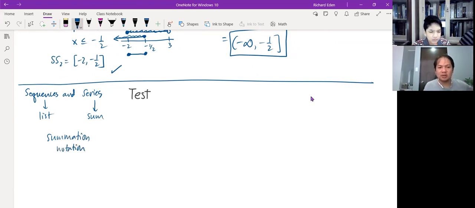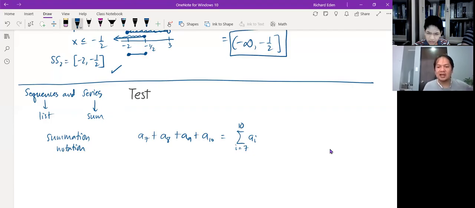Right. So when you write down, kunwari, A sub 7 plus A sub 8 plus A sub 9 plus A sub 10, this can be written as the sum of A sub I, as I runs from 7 up to 10. Kasi I is being replaced by 7, 8, 9, 10.